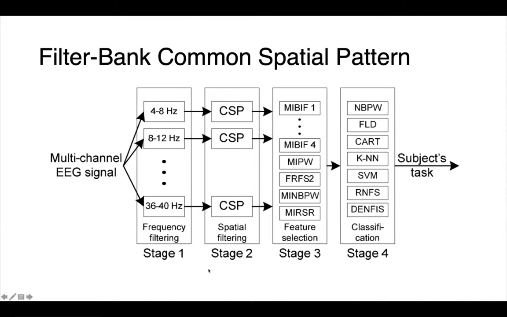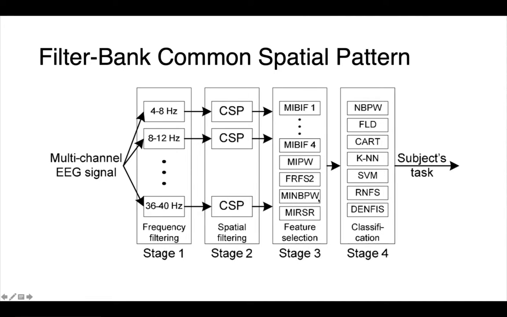So the method of filter bank CSP is to use a bunch of filters to filter your original EEG signal, multi-channel signal, into different subbands. And then for each subband, they will perform the CSP algorithm to estimate the spatial pattern for projecting the data to maximize the separation between classes. And then it will perform some feature selection.